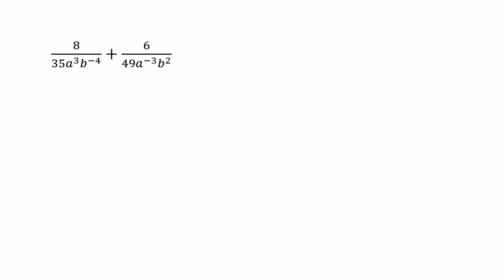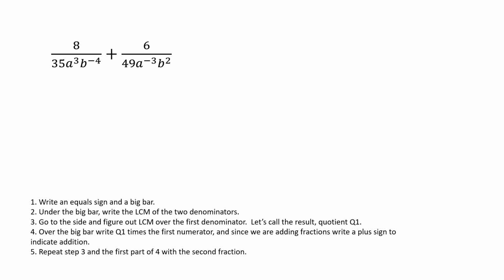The beauty is the idea is still the same. What is that? We need to figure out the LCM of the two denominators. I'm throwing in all the steps as a reminder of what exactly we need to do. So the first step is put an equal sign and a big bar, and then the LCM of the two denominators. I'll say that the LCM is 245 a cube b square.